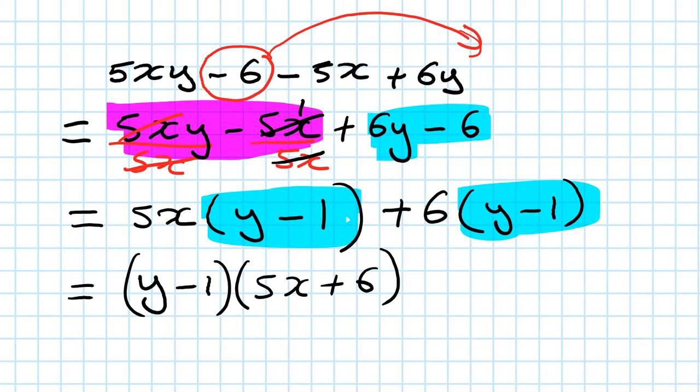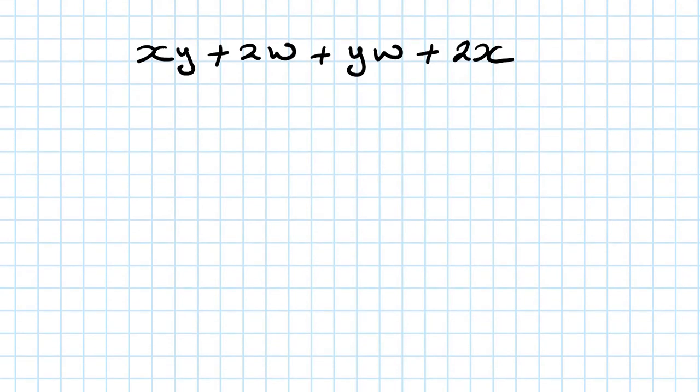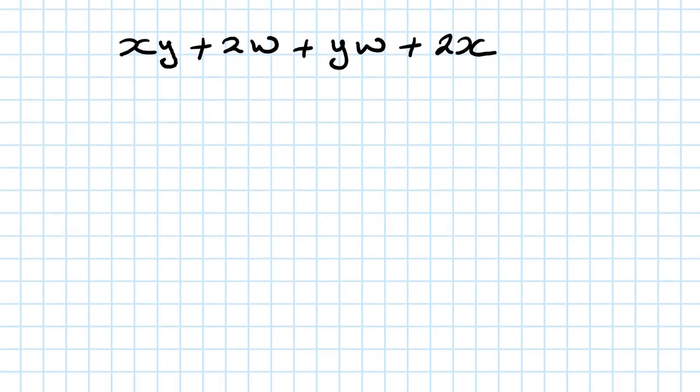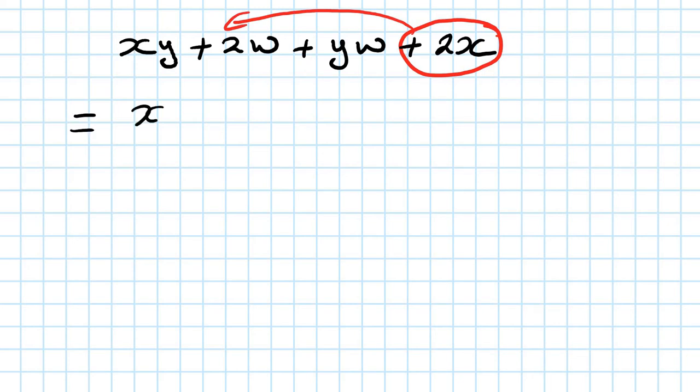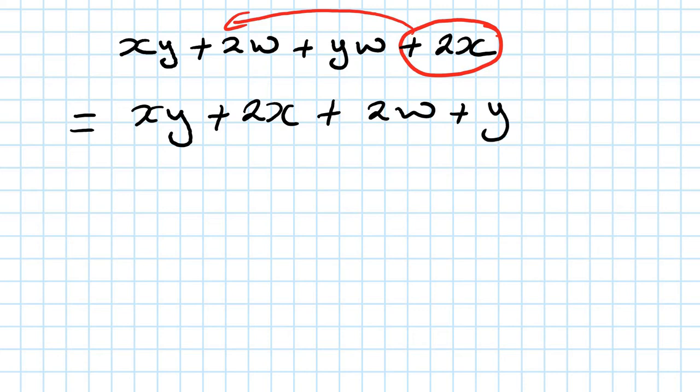Let's move along. So let's say this one here: xy plus 2w plus yw plus 2x. Again, I have to do some rearrangement first. So xy and 2w, we can't have a common factor. So we move the 2x all the way here. That would give me xy plus 2x plus 2w plus yw.